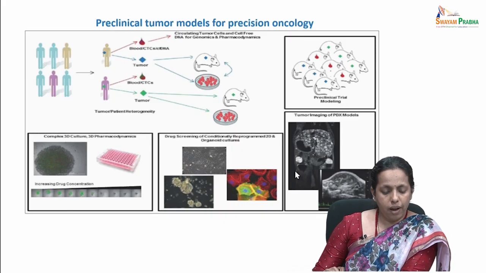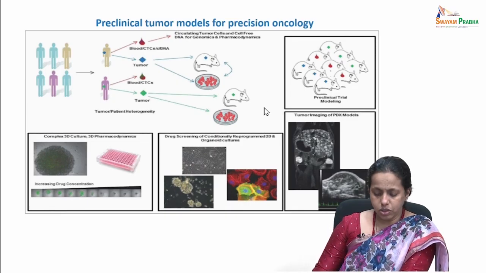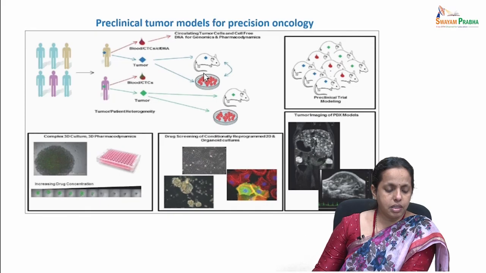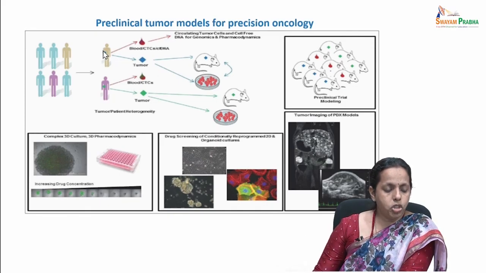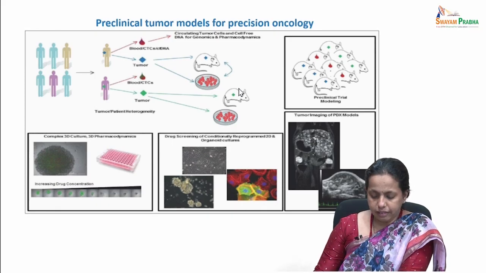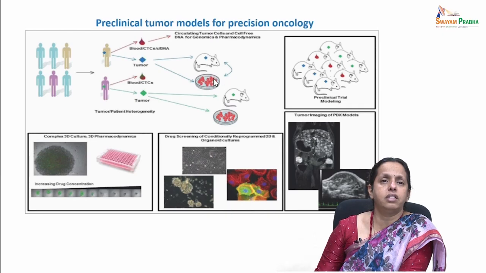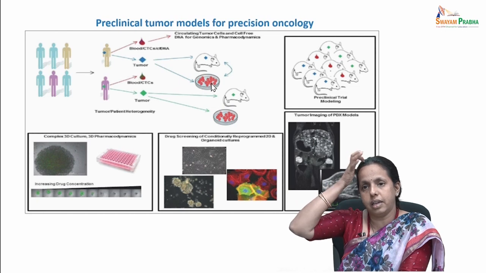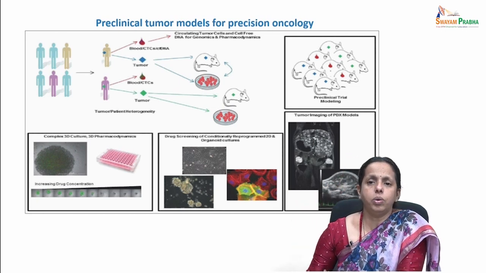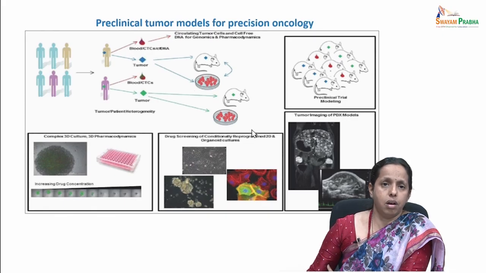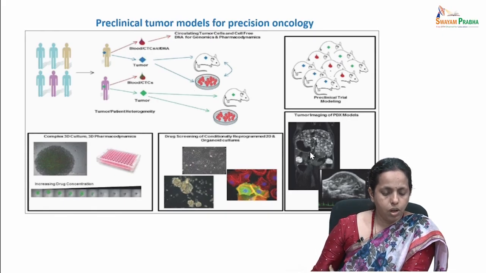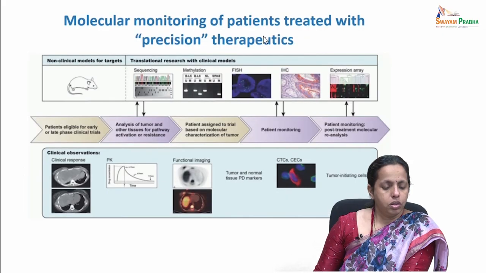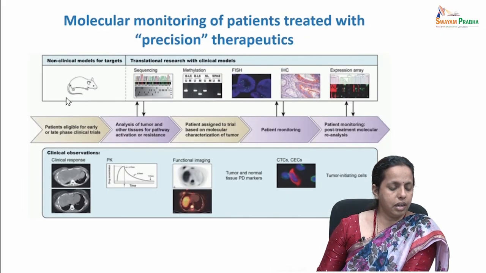We will discuss that. Then you have imaging. With these approaches, even at low passage numbers, you can do a lot. For example, the tumor may be very small, but if I can do passage number 1, 2, then I can have a molecular characterization of it. I can take this tumor, do sequencing and drug screening. All this I can do using these models, and I can even do imaging on the PDX models. So, as I said, these are non-clinical models for your targets.